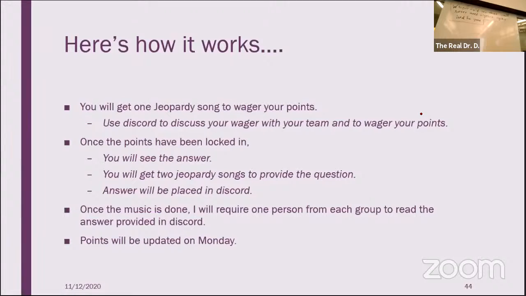Once you've locked your points in by putting them into Discord and saying these are the points that we are wagering, you will see the answer, and then you'll get two Jeopardy songs to provide your question. Put your question into Discord, and make it very clear what it is. Once the music is done, I will require one person from each group to read the answer provided in Discord, and then the points will be updated on Monday.